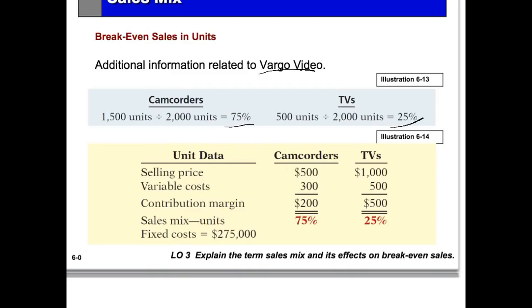Now, the selling price for camcorders is 500, the variable cost is 300, therefore the contribution margin is 200. For television, they sell for more, 1,000. Their variable costs are 500 and the contribution margin is 500. So you see these products have different contribution margins. The fixed cost is common to both products. The fixed cost would be the building and the electricity and senior management, things like that. So they're the same for both products, and we can't divide the fixed cost between these two products. We have to use the sales mix.